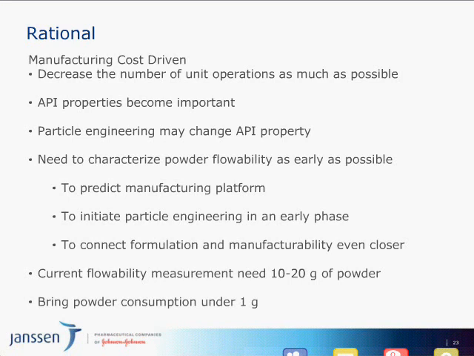And this angle is called the angle of repose. If your powder flowability is good, this cone will be small. But if your powder is sticky and not flowing well, it will have a very steep cone. But with this approach, you need probably 10 to 20 grams of API. In the early stage, that's all we get.